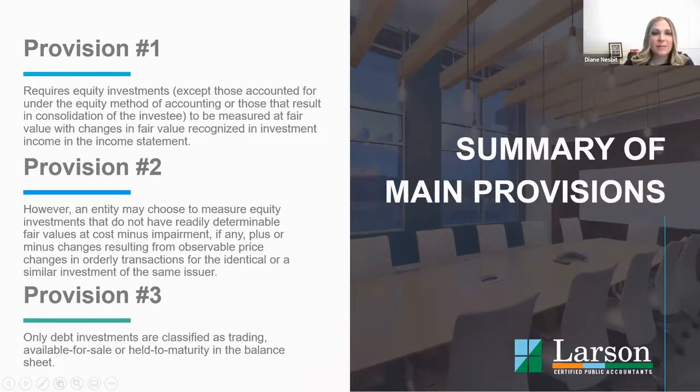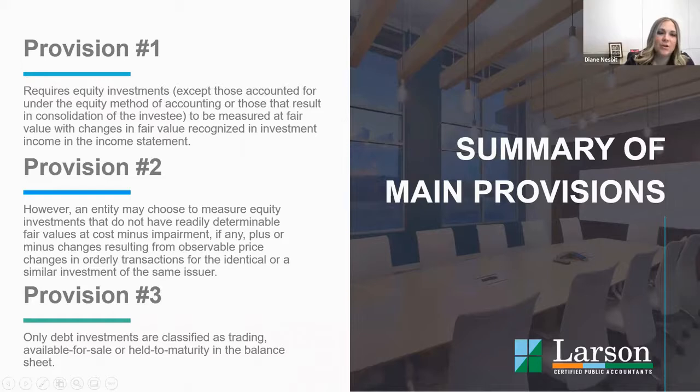So the first main provision I want to make sure you're aware of is it requires equity investments, except for those accounted for under the equity method of accounting or those that result in consolidation of the investee. So outside of those, equity investments must be measured at fair value with changes in fair value recognized in investment income in the income statement.